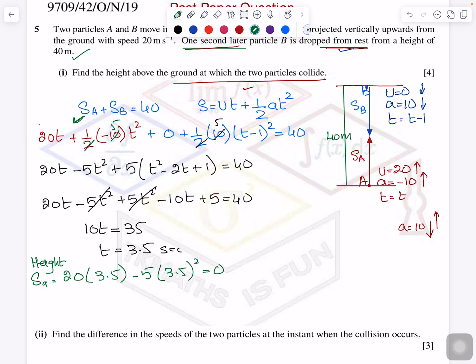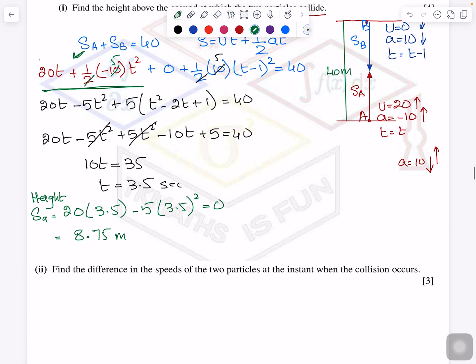Find the height above the ground, so that's why I'm substituting in SA. Okay, so now it is 8.75, right? This equation is giving you distance above the ground.